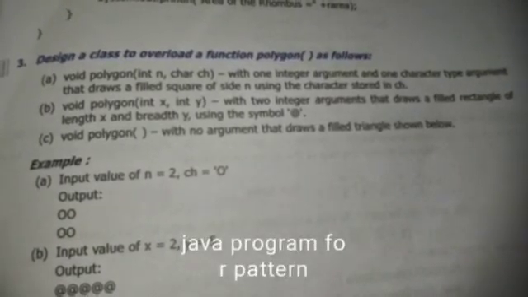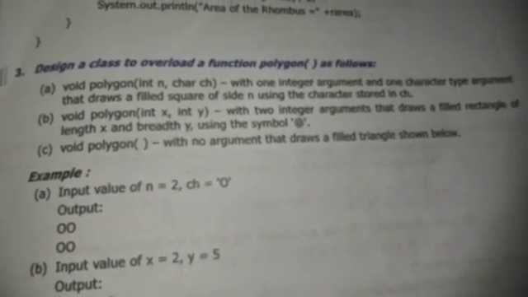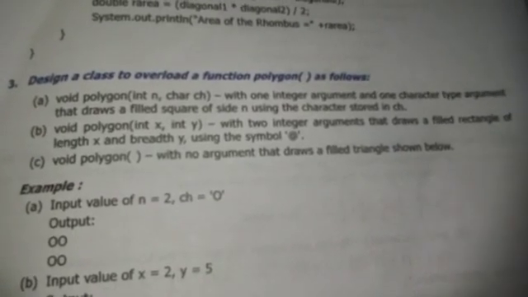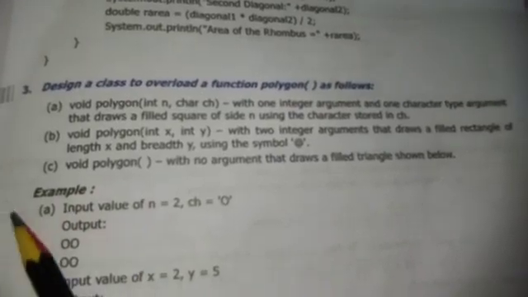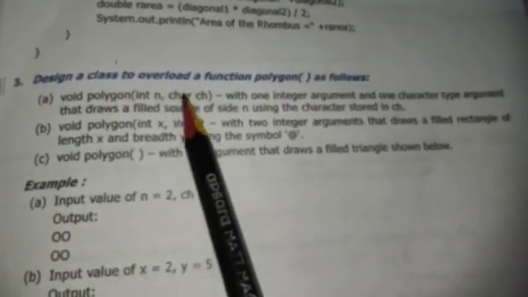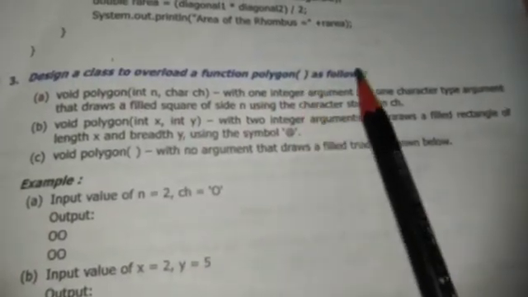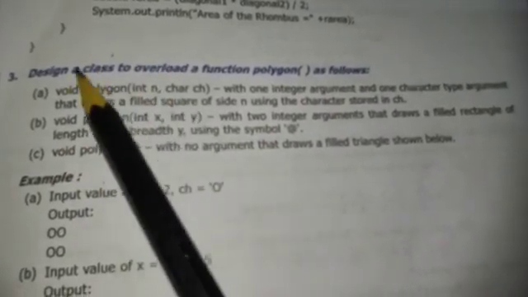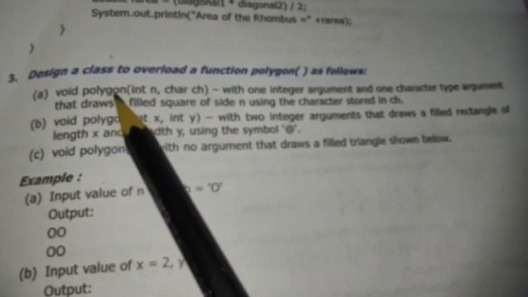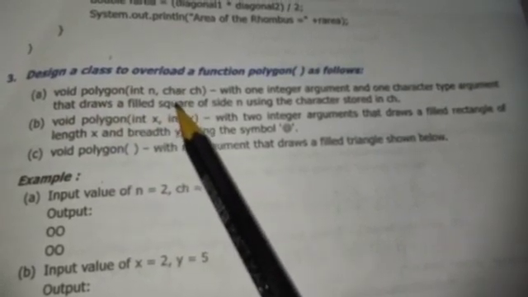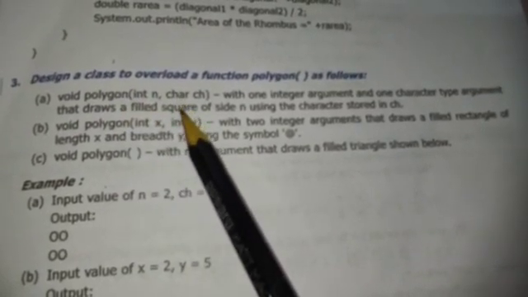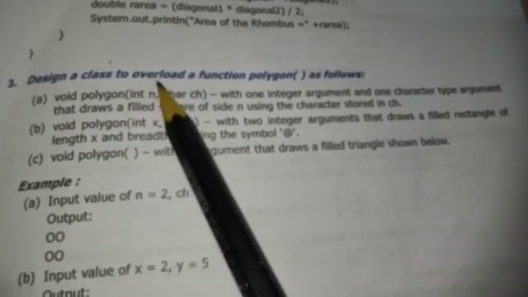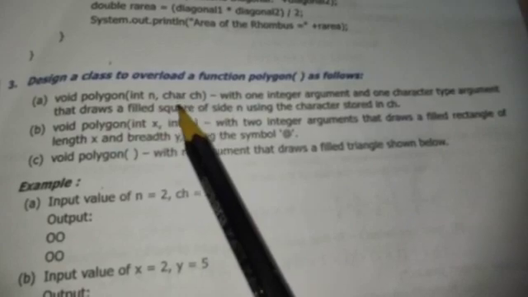Hello students, today I am going to teach you a program in Java, which you can see in the question as follows. Design a class to overload a function polygon as follows. You can see we have here three methods. First one is void polygon where we have two parameters. Whatever we write inside the brackets are parameters, I already told you. So here we have int n and char ch.